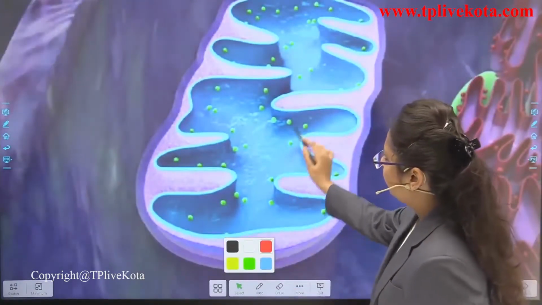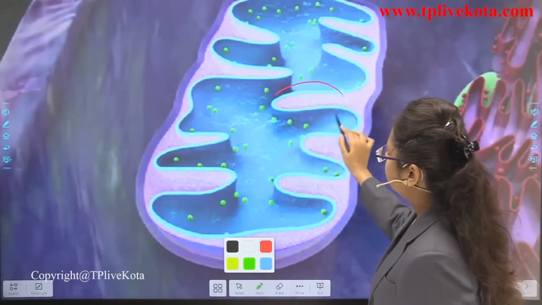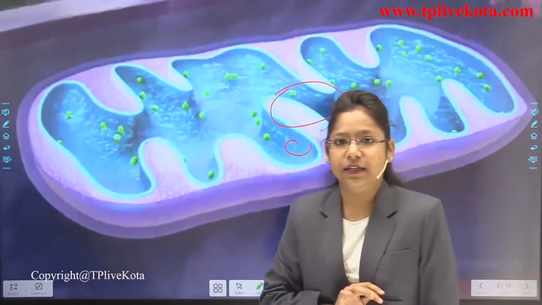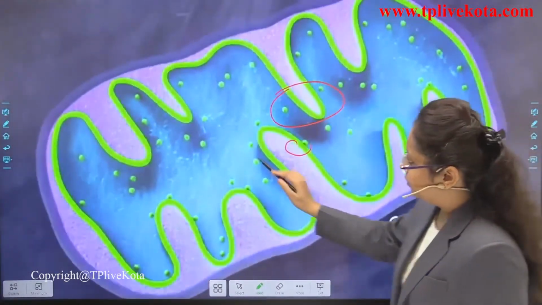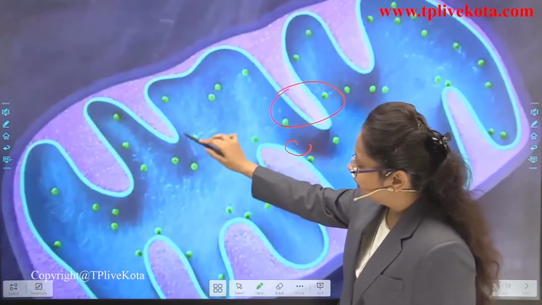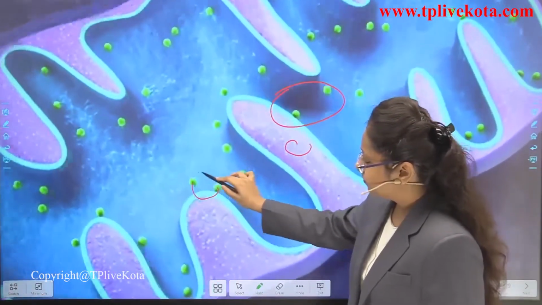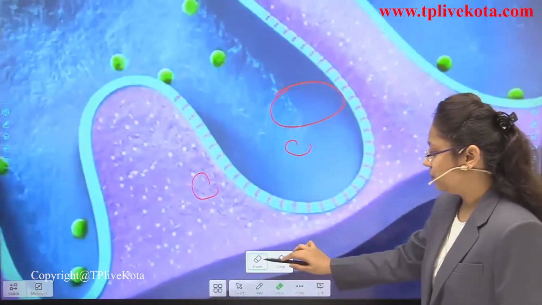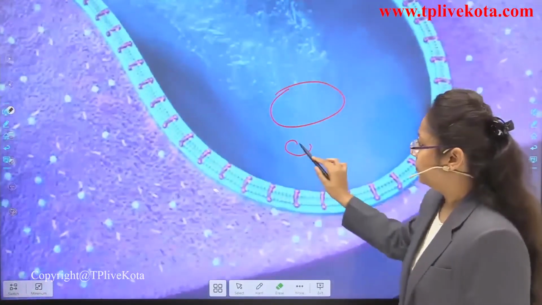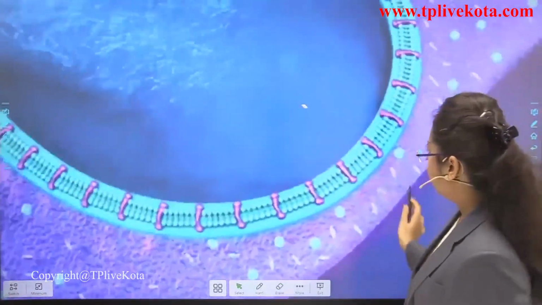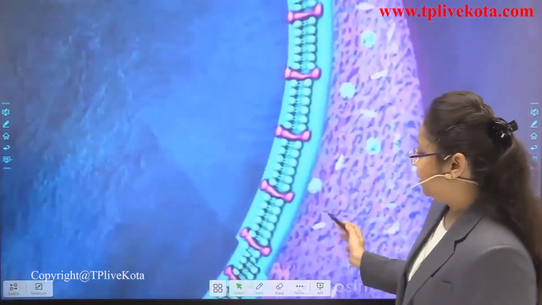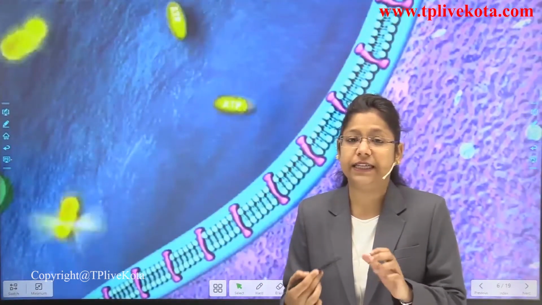Now you can see over here, this is the cristae, and these are the small ribosomes present here in the mitochondria. Okay, now this is the oxysomal part which is present over here. This is the oxysome. You can see it clearly. Okay, now these are the enfoldings. You can see this is rotating. These are the enfoldings where the oxysomes are embedded and the ATP synthesis takes place.